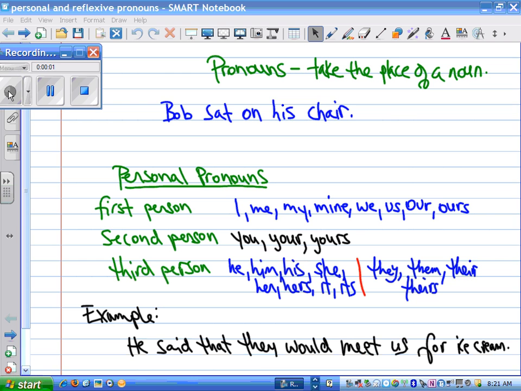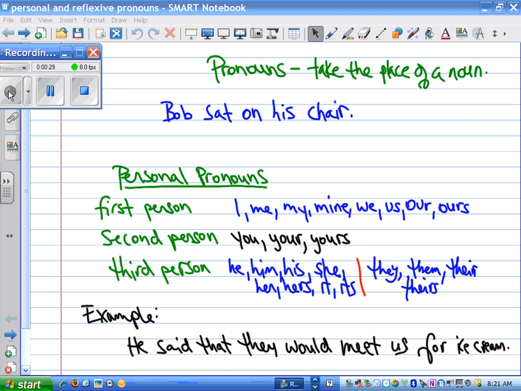So in the last two lessons, we've talked about nouns. But when we're writing a sentence or when we're talking to someone, we're not going to repeat those nouns over and over again. We end up with some very awkward sentences. Instead, we're going to replace some of those nouns with pronouns. So a pronoun takes the place of a noun.